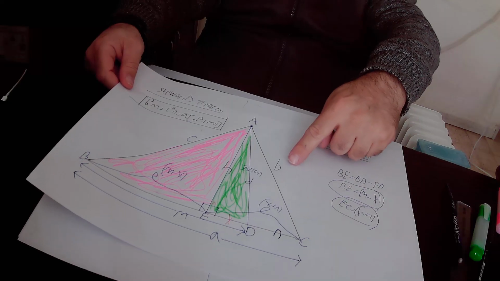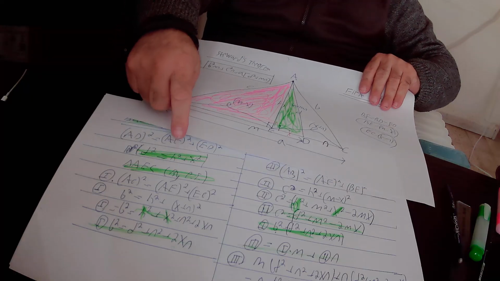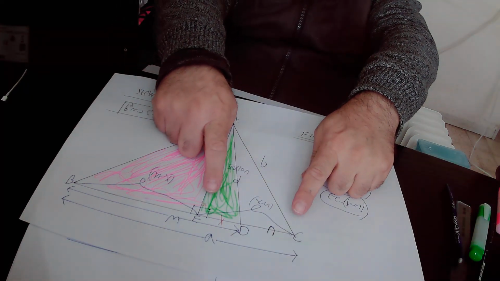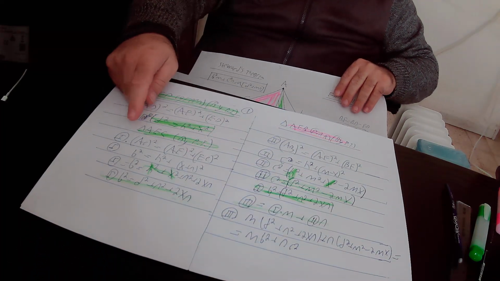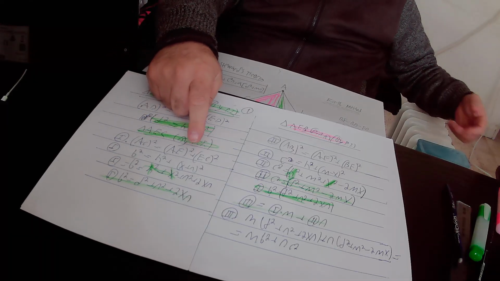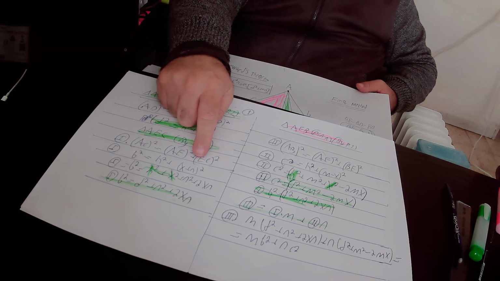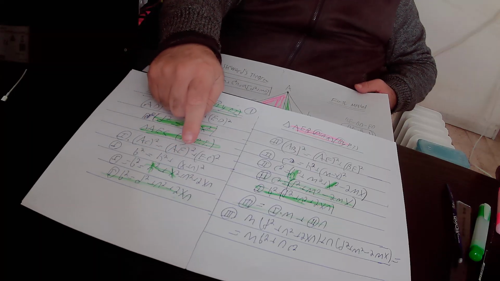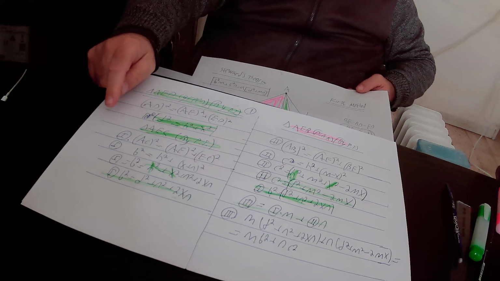AC is B, therefore AC square is B square. AE is h, therefore AE square is h square. EC is X plus N, therefore EC square is X plus N square. In conclusion, according to equation number 1, B square equals h square plus X plus N square. Here we open the brackets on this side of equation number 1, and we found that B square equals h square plus X square plus N square plus 2 times XN.